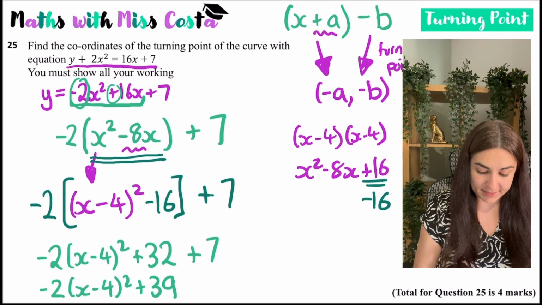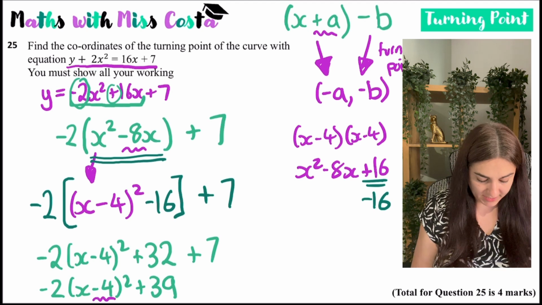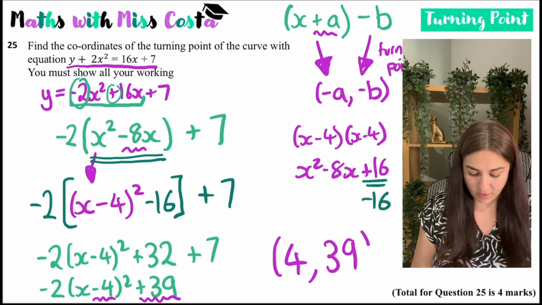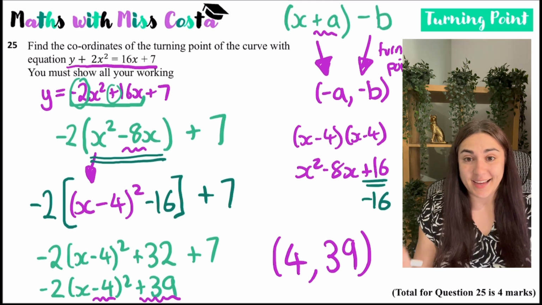And remember what I said about the turning point? It's going to be the inverse of whatever is in here for the x coordinate. So the inverse of negative 4 is 4. And then whatever this is going to be the y coordinate. So that is how I'd do that question.